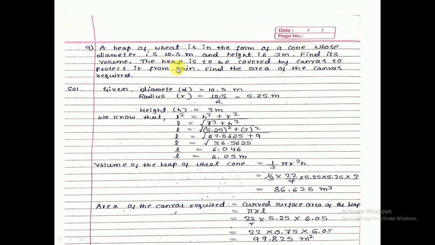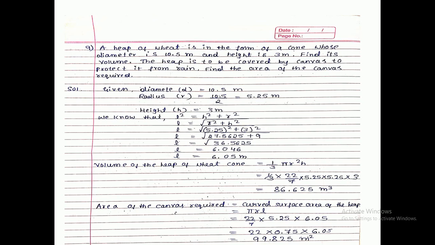ಸೊ ನೆಕ್ಸ್ಟ್, ಹೀಪ್ ಈಸ್ ಟು ಬಿ ಕವರ್ಡ್ ಬೈ ಕ್ಯಾನ್ವಾಸ್. ಆ ಹೀಪ್ ಅನ್ನ ಕ್ಯಾನ್ವಾಸ್ ಕ್ಲಾತ್ ಅನ್ನ ಯೂಸ್ ಮಾಡಿ ಕವರ್ ಮಾಡಬೇಕು, ಪ್ರೊಟೆಕ್ಟ್ ಮಾಡಬೇಕು ರೈನ್ ಇಂದ ಅಂತೇಳಿ. ಫೈಂಡ್ ದ ಏರಿಯಾ ಆಫ್ ದ ಕ್ಯಾನ್ವಾಸ್ ರಿಕ್ವೈರ್ಡ್. ಸೊ ಹೀಪ್ ಆಲ್ರೆಡಿ ಹೀಗೆ ಒಂದು ಫೀಲ್ಡ್ ಅಲ್ಲಿ ಹಾಕಿಟ್ಟಿದ್ದಾರೆ ಅಂತ ಅಂದ್ರೆ CSA or TSA we have to find out. We have to find out the CSA. Only for the CSA we have to use the canvas.